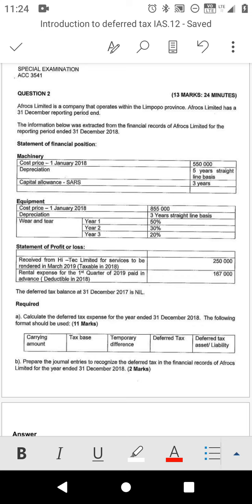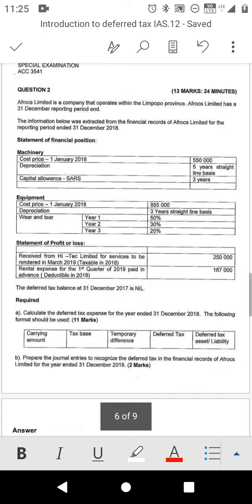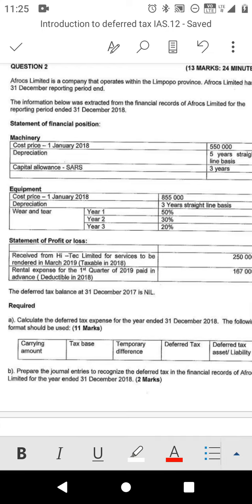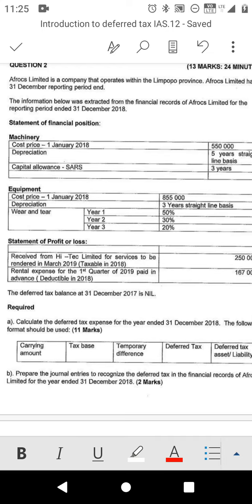Year 1 they claim 50%. Year 2 they claim 30%. Year 3 they claim 20%. So there will be a temporary difference in this case, because on wear and tear they are claiming different amounts, and on depreciation they are using a constant straight-line amount for 3 years.